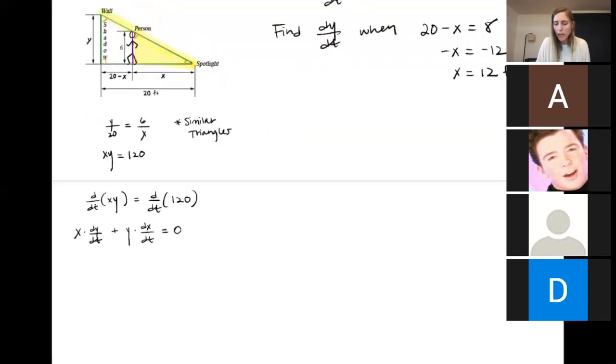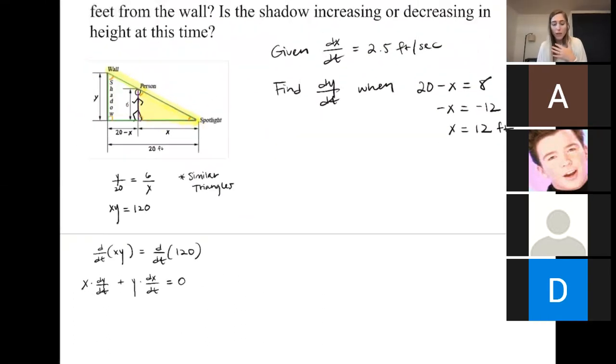And the nice part about these problems is after you differentiate, you can usually just look at what you can plug in. So by differentiating, we've come up with the relationship between the rates of change, the related rates, and now we can plug in values. So dx over dt is going to be 2.5. We can plug in 12 for x. We're solving for dy over dt, but we need y.